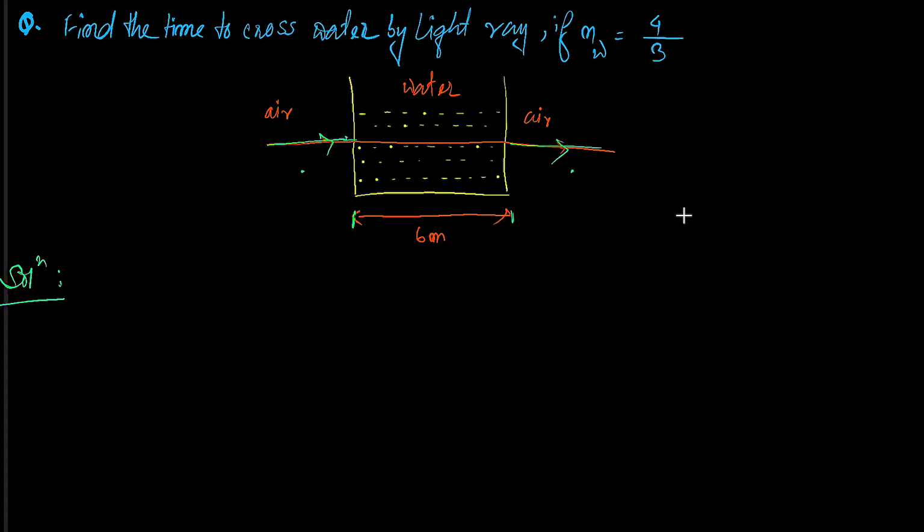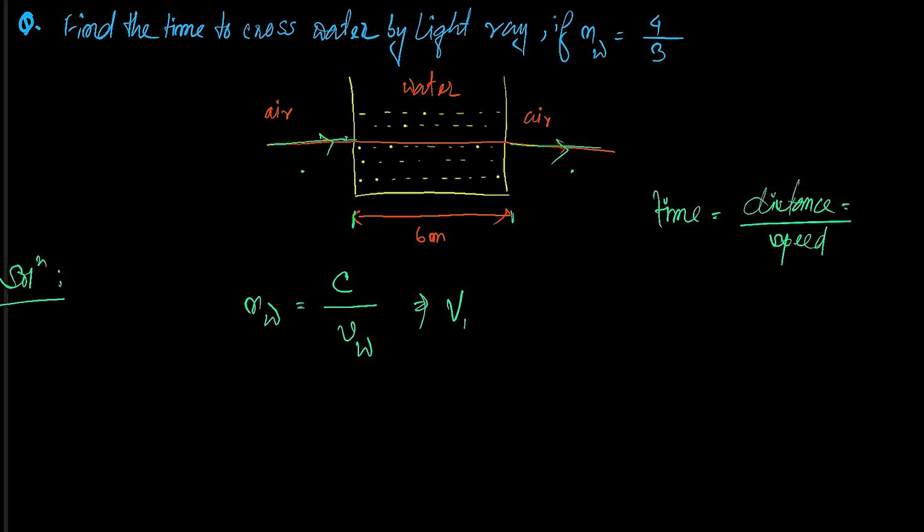So we have a formula to calculate time, which is time equal to distance by what? Speed, right or wrong? We have the distance as 6 meter. Now we have to find the speed of light in water. We can calculate that using the refractive index formula, that is n_w equal to c by v, sorry, it should be v water.